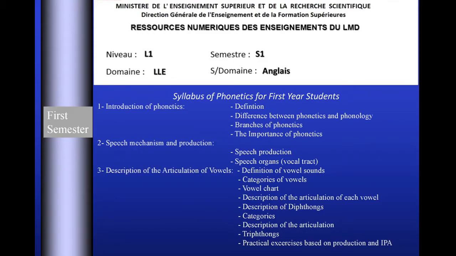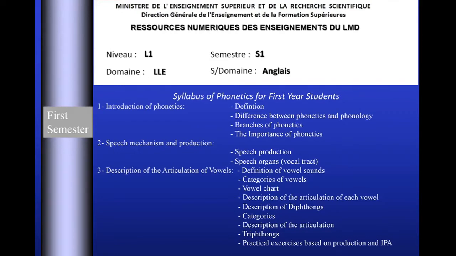In the second lecture, which is about speech mechanism and speech production, we will introduce the process of producing a sound in our speech mechanism. Then we will introduce speech organs in the vocal tract above the diaphragm, all the speech organs that contribute to the production of language sounds. Starting from the lungs, then we have the mouth cavity and the nasal cavity. Inside the mouth we have the teeth, the upper teeth, the lower teeth, the upper lip, the lower lip, and the different parts of the tongue. Then we have the nasal cavity.